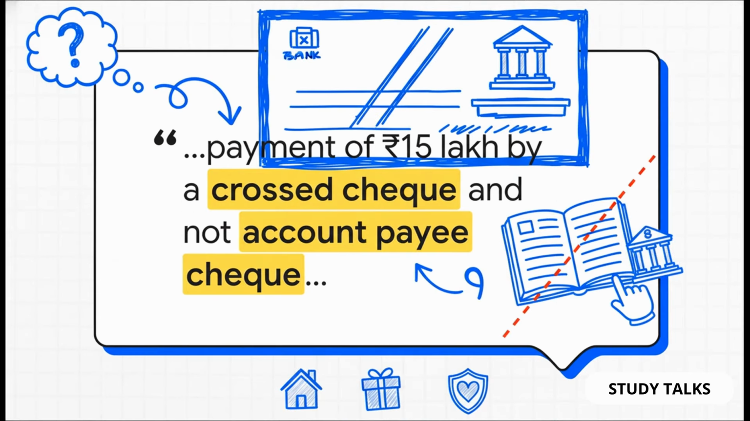And here it is. Listen carefully. This is where almost everyone messes up. The question will mention something like this: An advance was paid, but it was paid by a cross check.